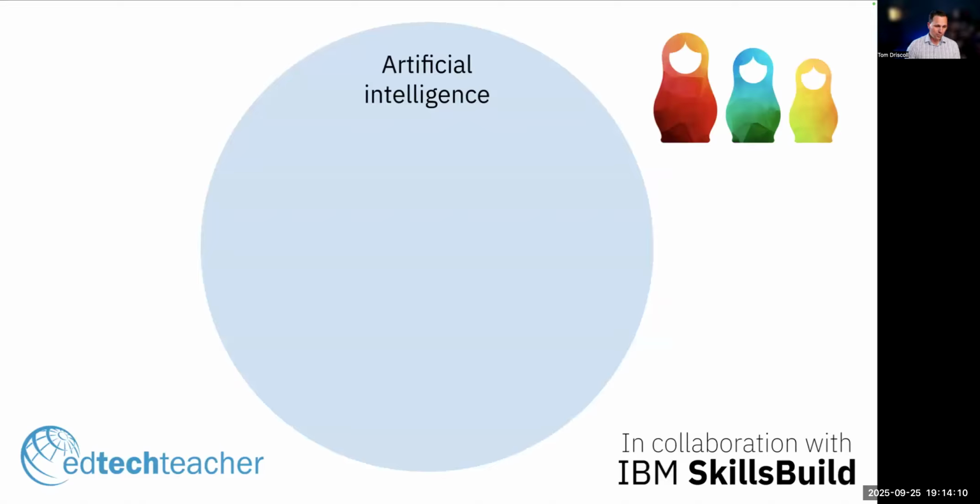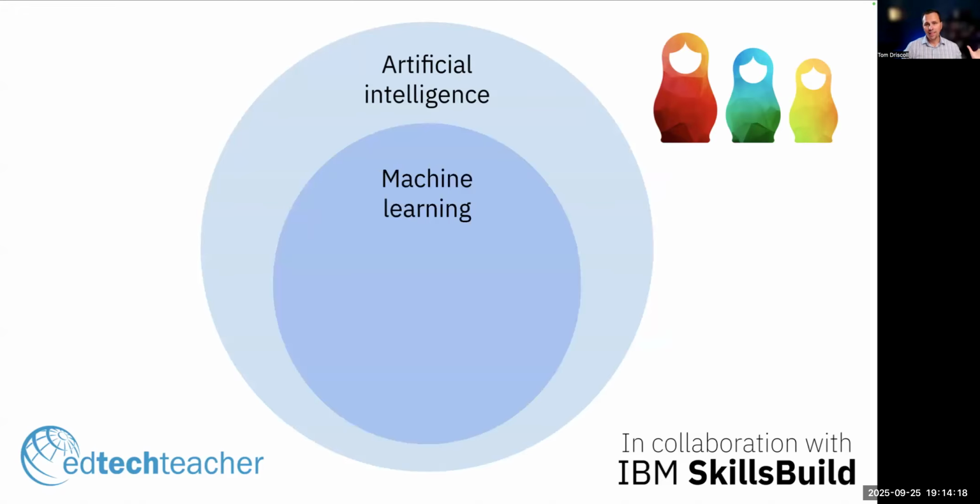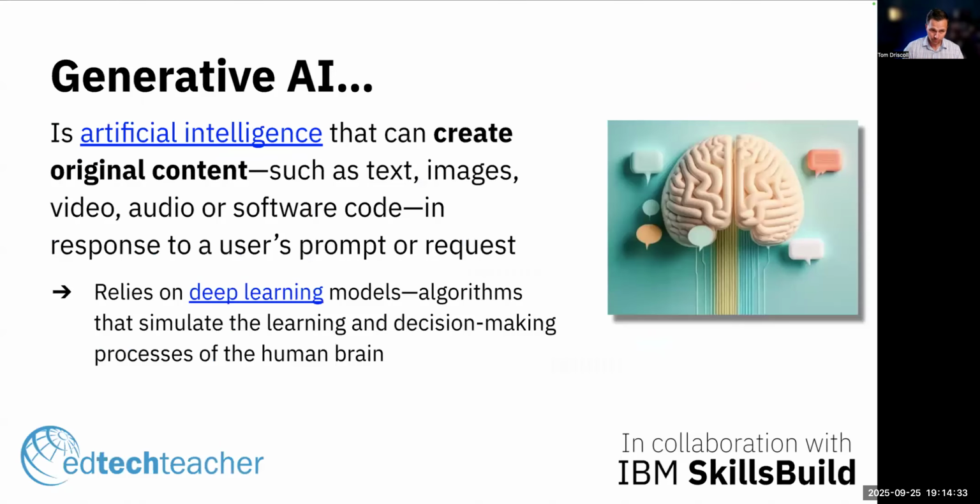So just to back up, we use the nesting dolls analogy. So you have the first, which is artificial intelligence as a field. Then you have machine learning as a subset of AI. Then you have deep learning as a subset of machine learning. So really, when we discuss deep learning and machine learning, it's all within the field of AI. It's just a more specific branch of it that we are discussing.